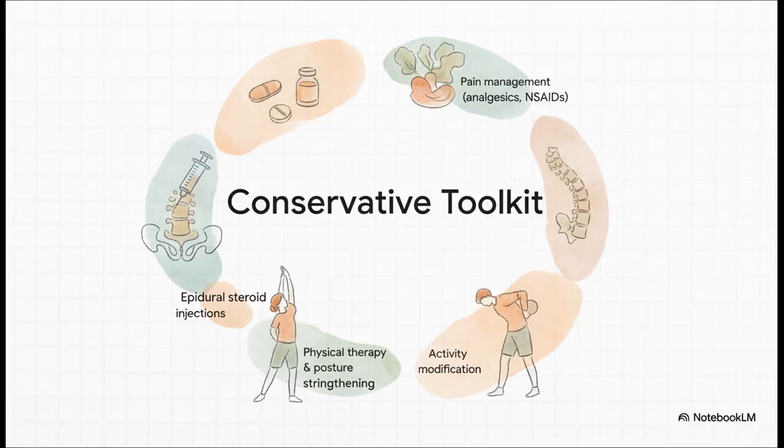So what's in this conservative toolkit, you ask? Well, it's a whole mix of things. We're talking pain management, your standard analgesics and NSAIDs. We might do more targeted stuff, like epidural steroid injections to calm down inflammation right at the source. And then there's a huge emphasis on physical therapy, getting that posture corrected, strengthening the core muscles, and teaching the patient how to modify their activities.